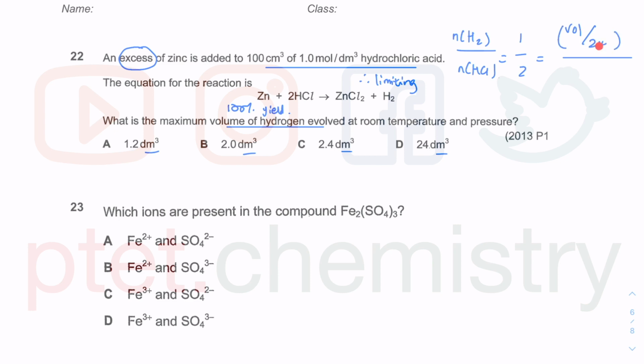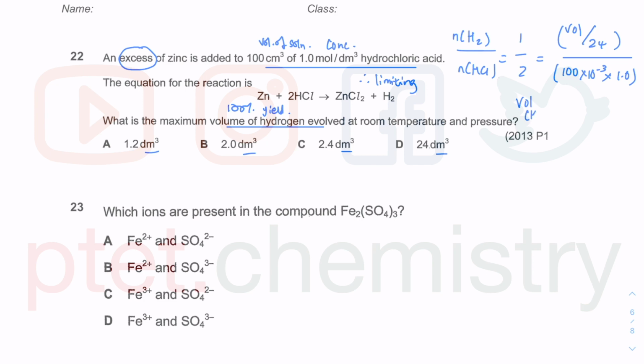So I divide by 24 dm cube per mole. That's the unit for the molar gas constant. At the bottom, I have concentration. So this is concentration. This is volume of solution. This is in cm cube, so you need to convert that to dm cube, divide by 1000, or you do 10 to the minus 3, multiply by 1.0, that will give you the actual mole of the hydrochloric acid.